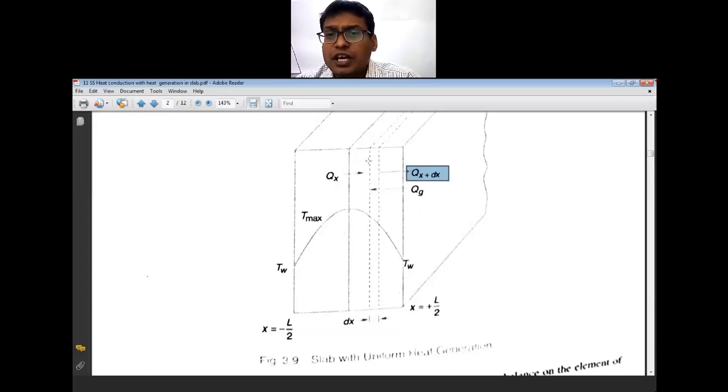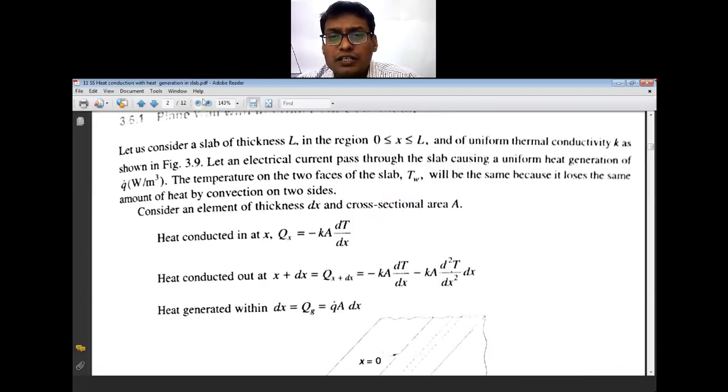Now this is the small volume element that is taken into consideration. The heat going into the system is taken as Qx, and the heat going out from this volume element is taken as Qx plus dx, where dx is the small width of the volume element under consideration. Now I am going to apply it for the general consideration.